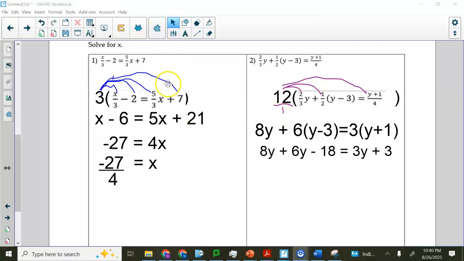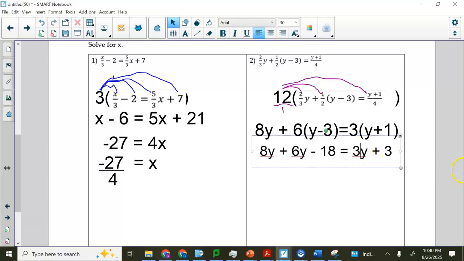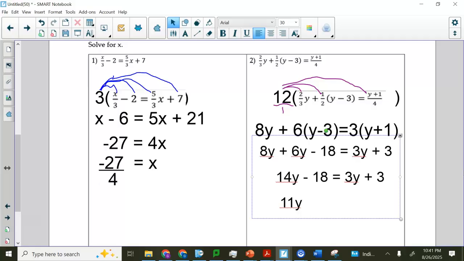All right, so after I distribute the 6 and distribute the 3, here's what I've got. If I want to simplify that left side, I can get 14y minus 18 equals 3y plus 3. From there, I can move the y's to one side, so subtract 3y. And then at the same time, I can add that 18 to get 21. 18 plus 3 is 21. Finally, I can divide and get y equals 21 over 11.